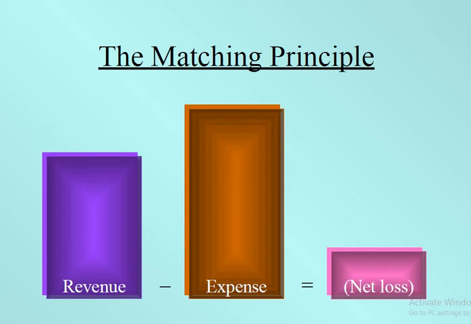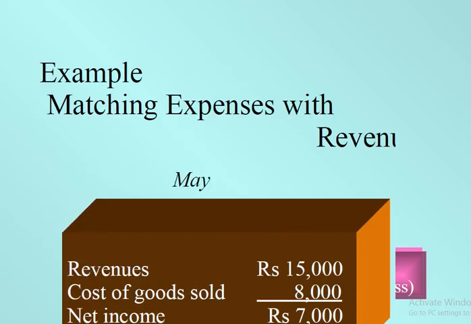But here the situation is opposite. If your revenues are less and your expenses are greater, then the business will definitely go into losses. So revenues minus expenses equal net loss. Example, matching expenses with revenues. For example, a business earns total revenues of 15,000 and the cost of goods sold is 8,000. The net income is very simple, 7,000.